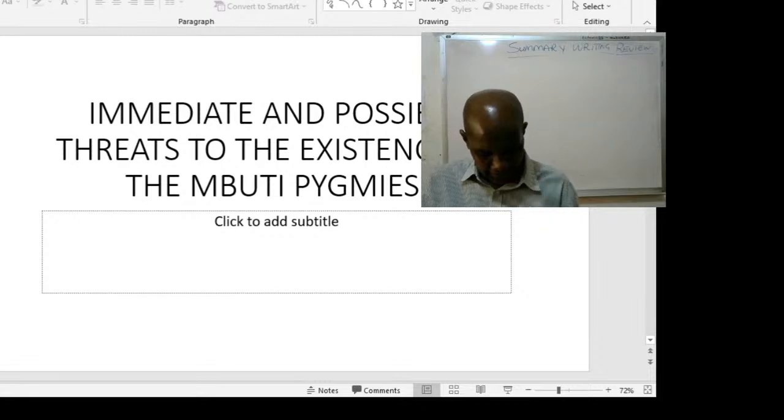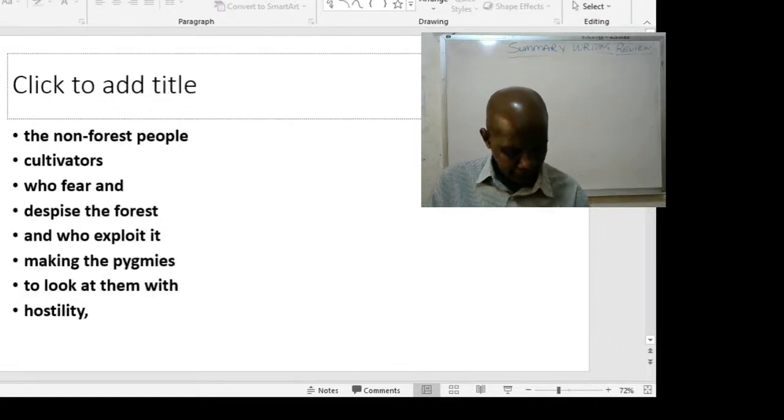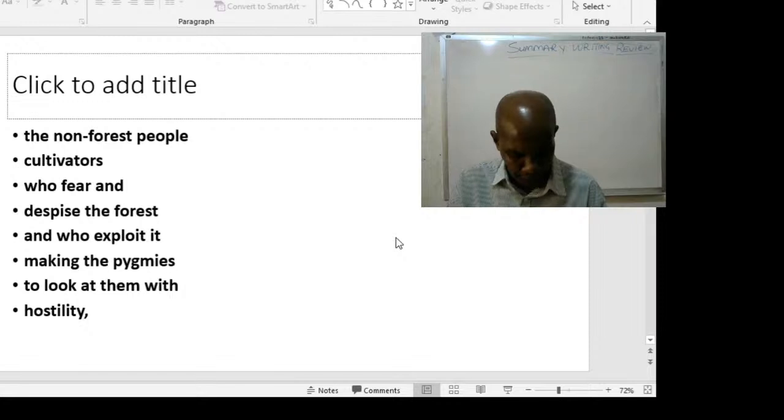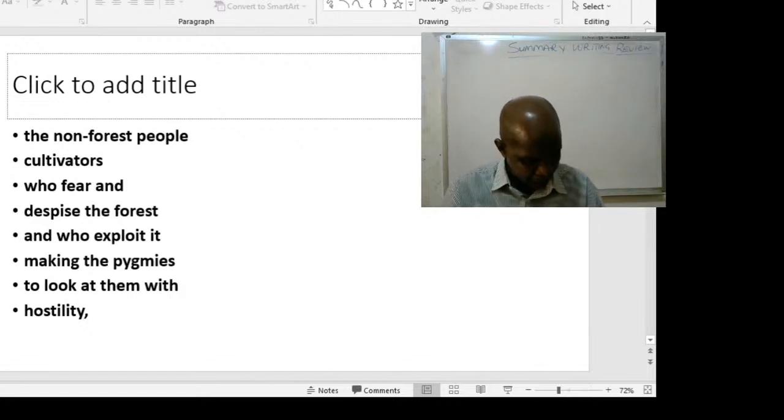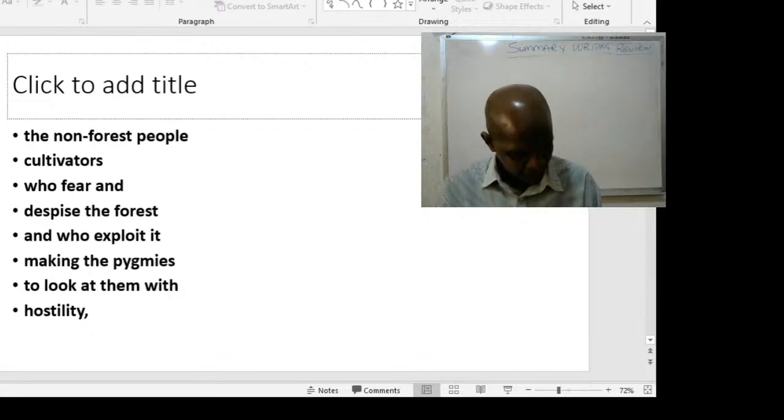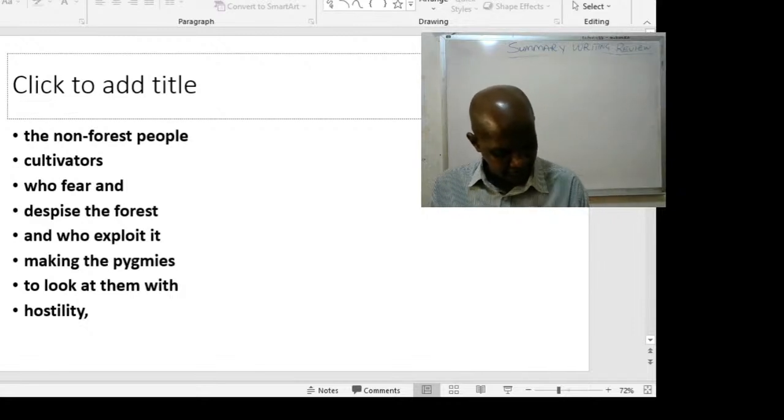The first idea we are getting in the slide is that the first threat that endangers the survival of the Mbuti is the non-forest people. We call them the cultivators. Turnbull, the author, tells us that these cultivators actually fear the forest. They despise the forest. That is why they exploit it and destroy it. And when they exploit the forest, the next point is that they make the pygmies look at them with hostility.